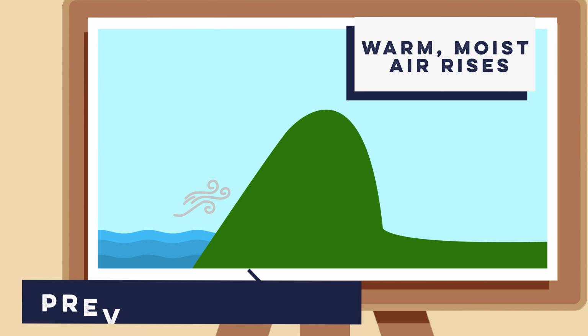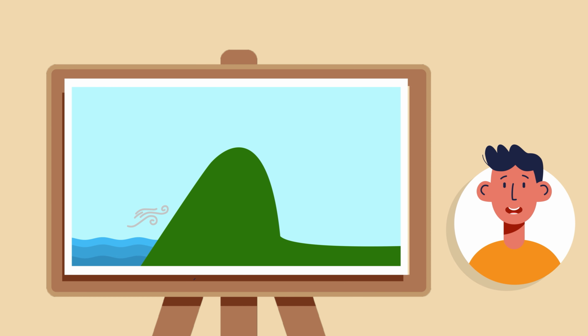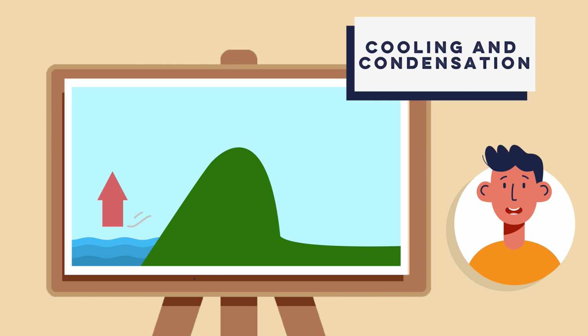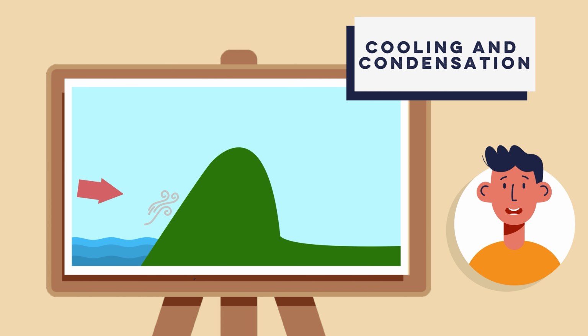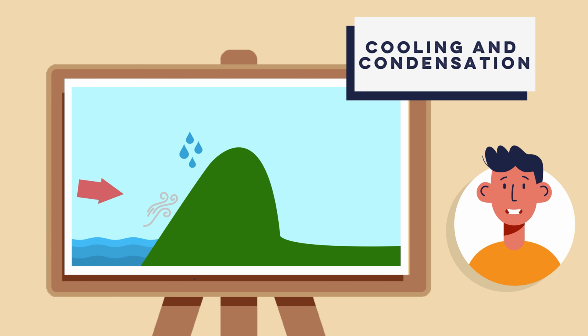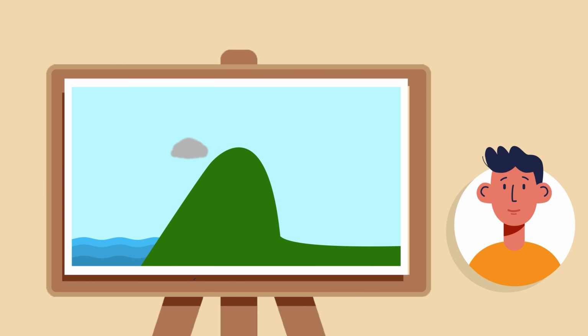This usually happens when prevailing winds bring air towards a mountain range. Step 2 is then cooling and condensing. As the air rises, it cools. The higher it goes, the cooler the air becomes. This cooling causes the water vapor in the air to condense into tiny water droplets, forming clouds.